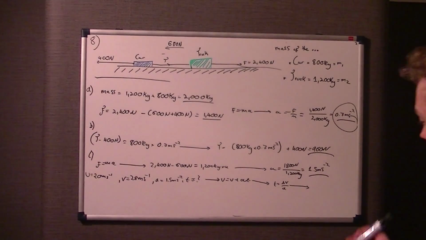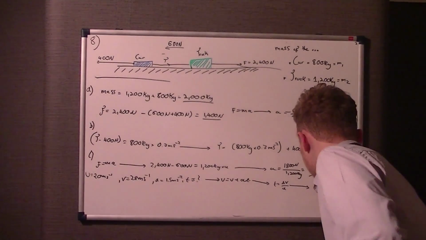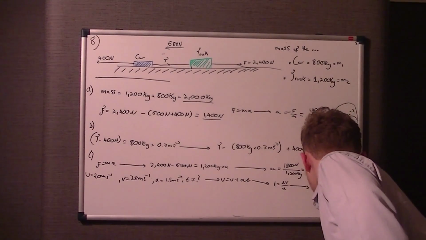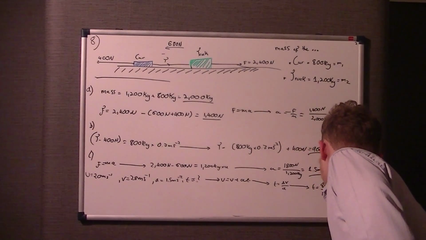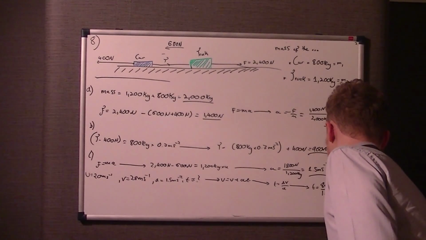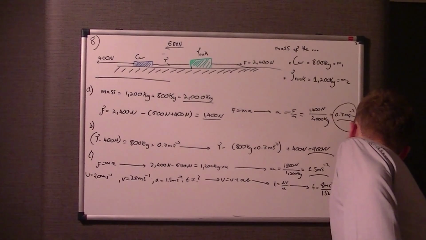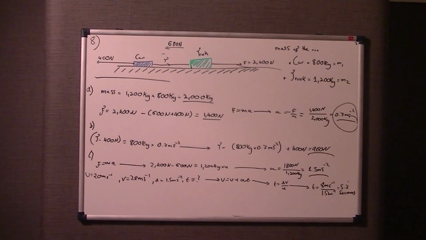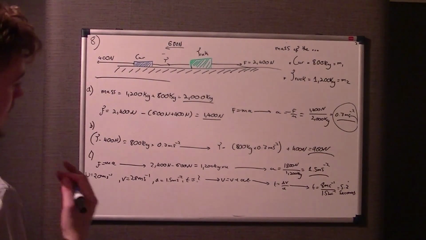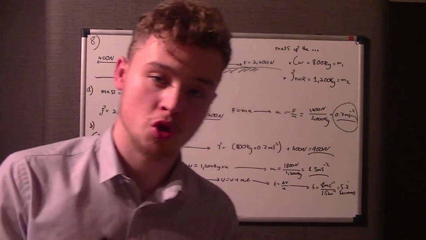So t is equal to the change in velocity, which is 8 metres per second, or 28 take 20, over your acceleration, which we just worked out, 1.5 metres per second squared. So if you do that, you will get a time of 5.3 seconds recurring. So what you might want to do is put a heading here: time for the truck, just the truck, to get to 28 metres per second.